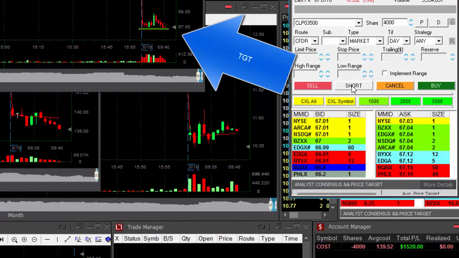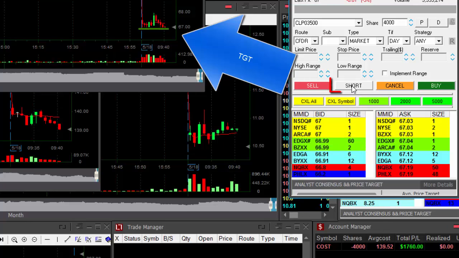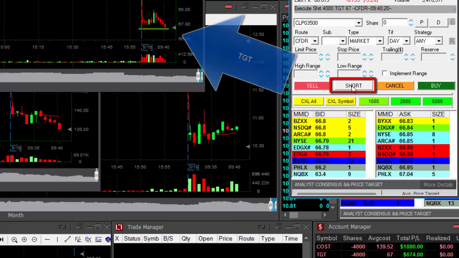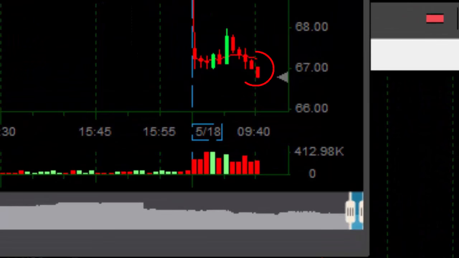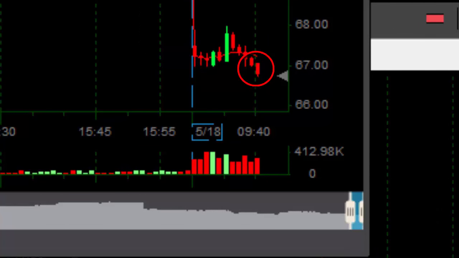TGT about to break down under 67. Whole number, I love it. Whole number breakdowns are usually good. Okay, here we go. Got it exactly at 67, just before the breakdown. Look at this very nice move. A little bit more than 20 cents already.